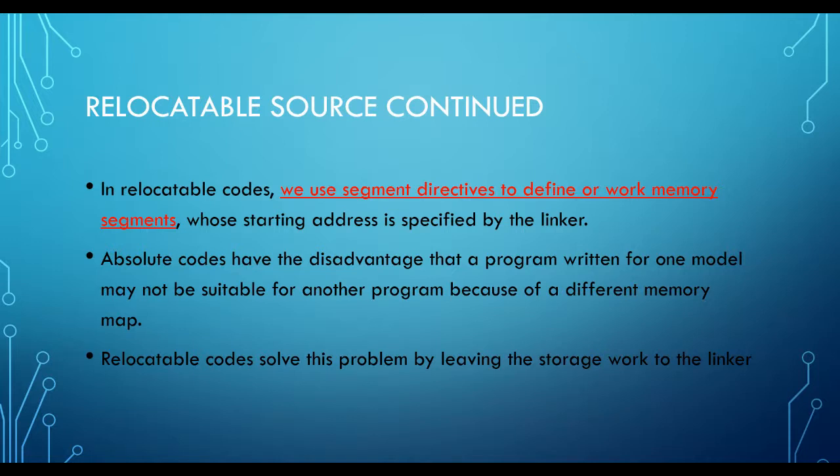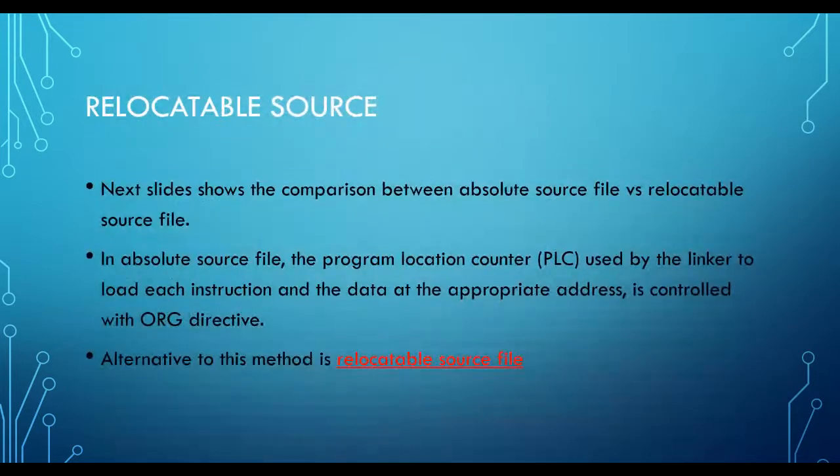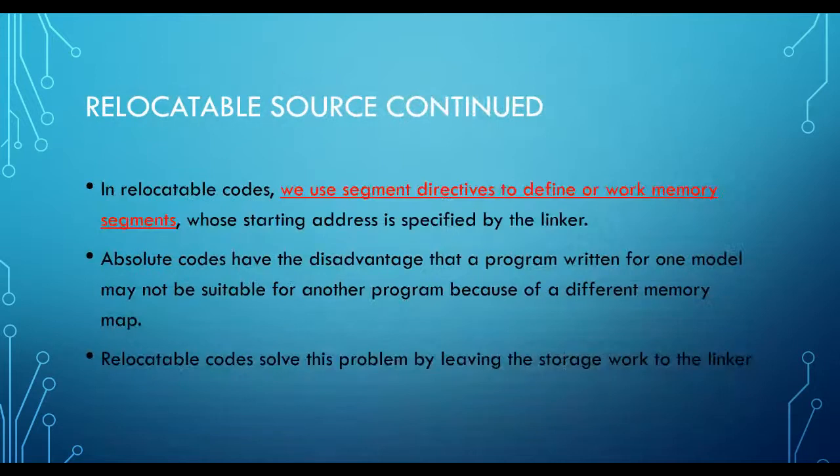In a relocatable file, we use segment directives to define our work memory. So if you're using absolute code, you define it. In relocatable code, we use segment directives to define our work memory. So you don't dictate it. You let the segment directives do the job. Absolute code has the disadvantage that a program written for one model may not be suitable for another model because of the different memory map.